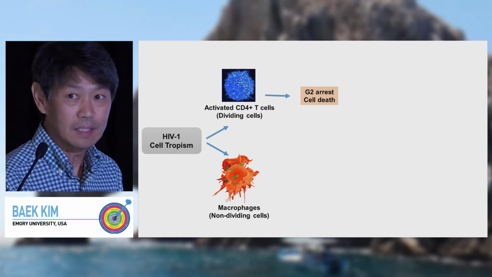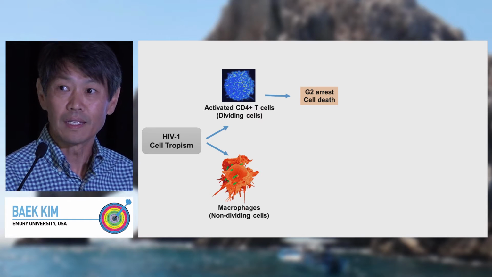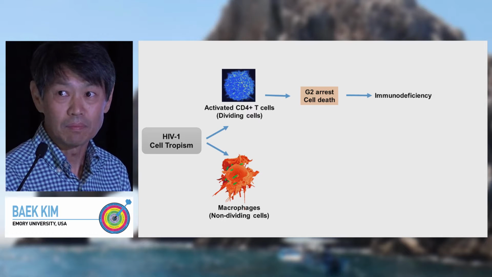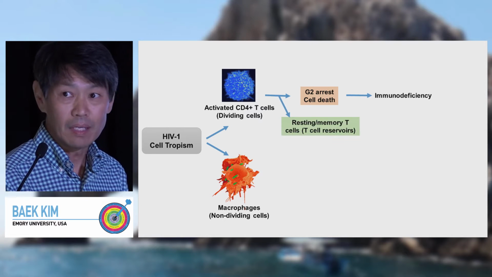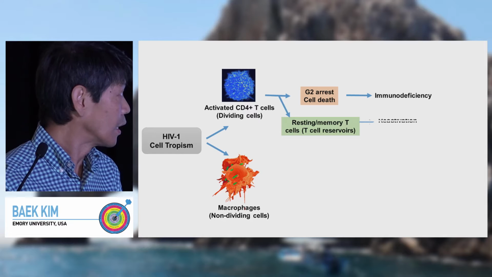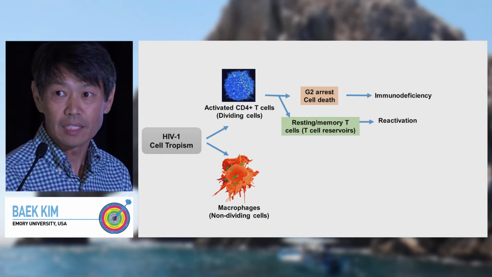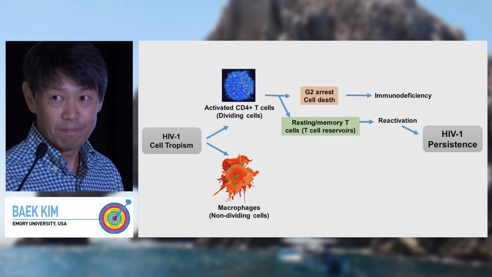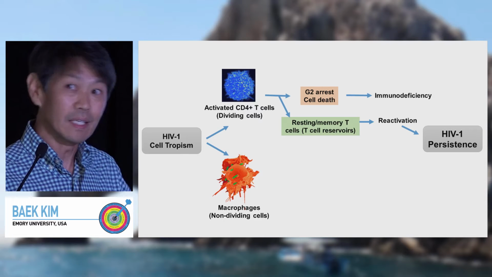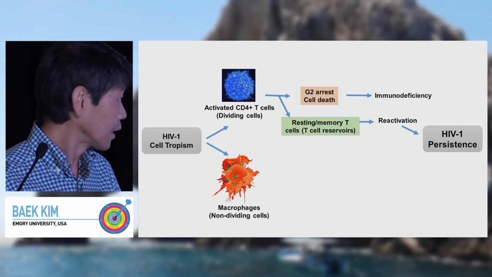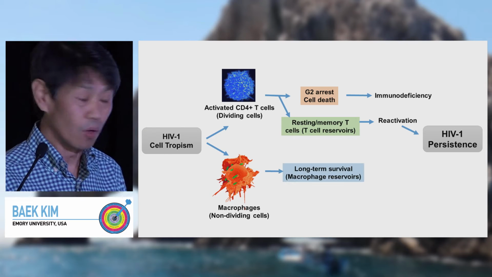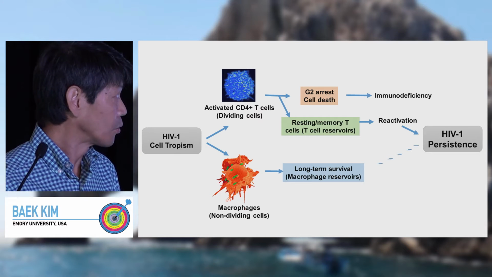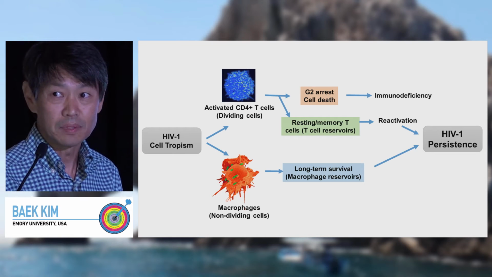HIV-infected T cells undergo G2 arrest and then quick cell death, and eventually lead to loss of immune protection. Some of them survive and become memory T cells, and through reactivation contribute to HIV persistence. However, HIV-infected macrophages, unlike T cells which quickly die, actually live longer, like Mario said, becoming a long-living viral reservoir, and also contribute to HIV persistence.